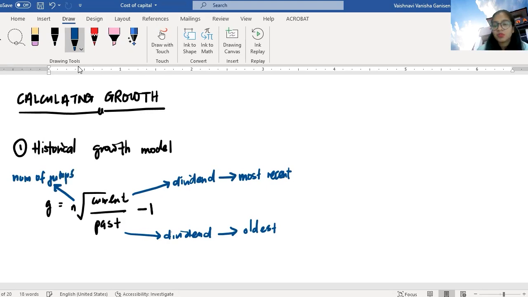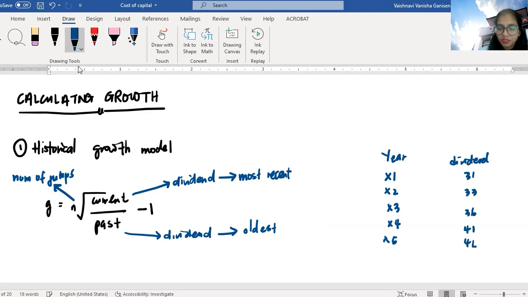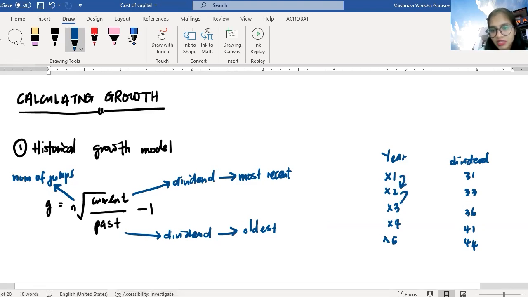What do I mean by number of jumps? Let's say the examiner gave you year and then dividend. So let's say he gave x1, x2, x3, x4, x5, and then he gave you 31 cents, 33 cents, 36 cents, 41, 44. For example, you need to calculate the growth of your dividend. At every jump here, 1, 2, 3, 4, so here n will be 4. If it's 3, it's 3, 2, and so on.